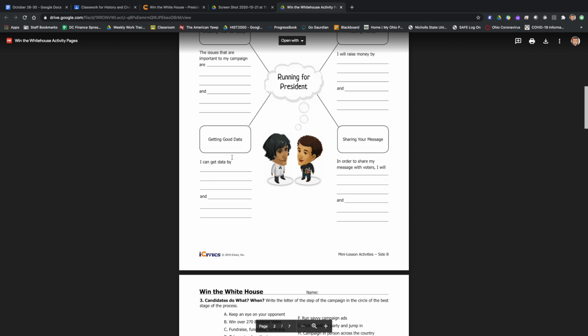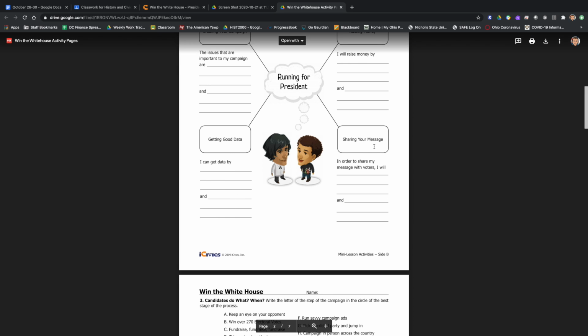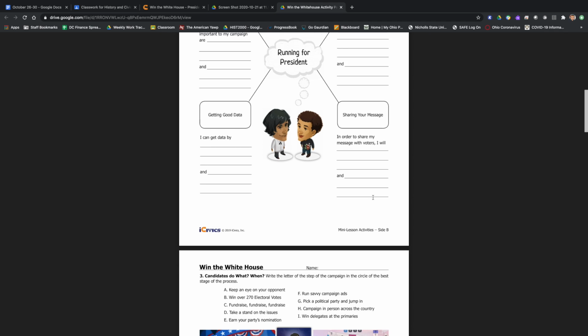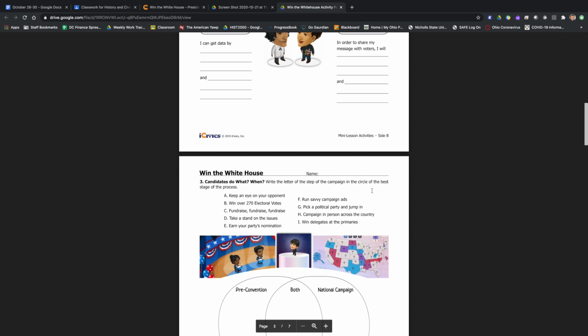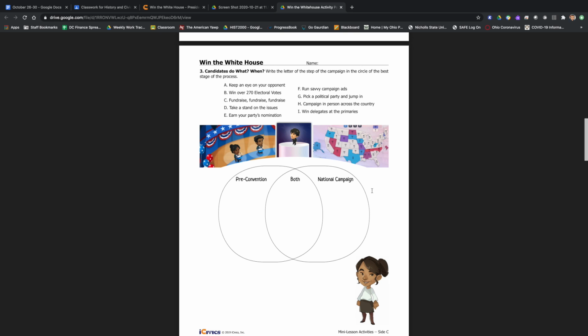Getting good data. This deals with polling data. Remember, you have to poll these states. Should I go and campaign there? Should I do advertisements there? I can get data by here and here. That's in the game. Sharing your message. In order to share my message with voters, I will do this and this. What are 2 ways in the game that you shared your message as a campaign or as a candidate with your constituents, with the people that you were running to get their vote?